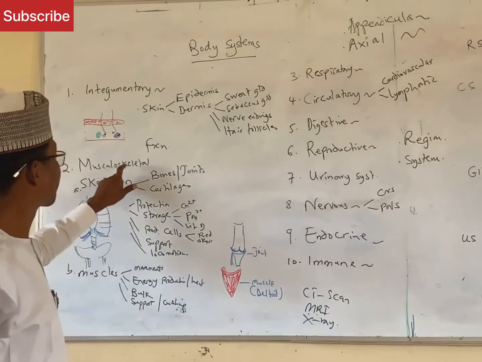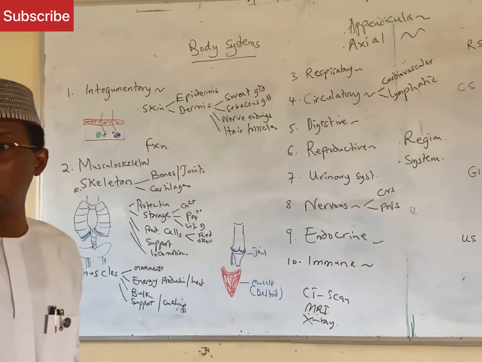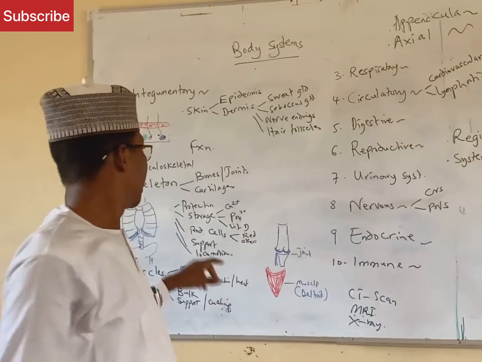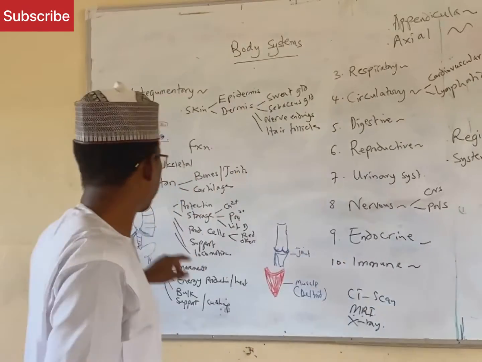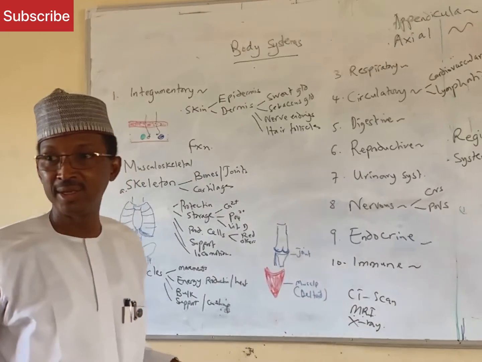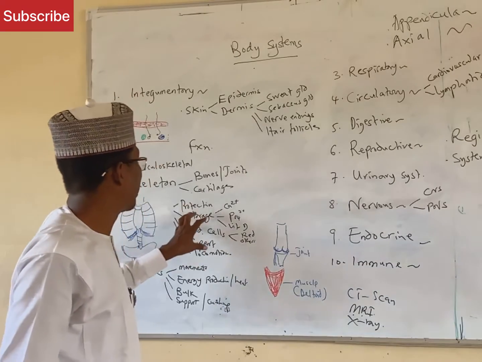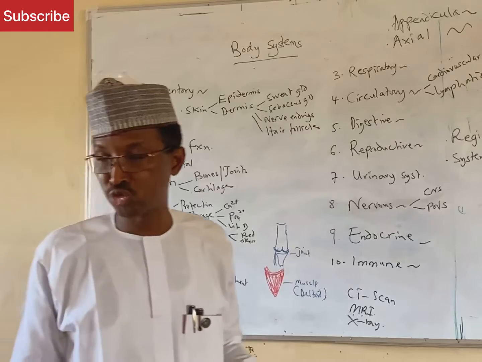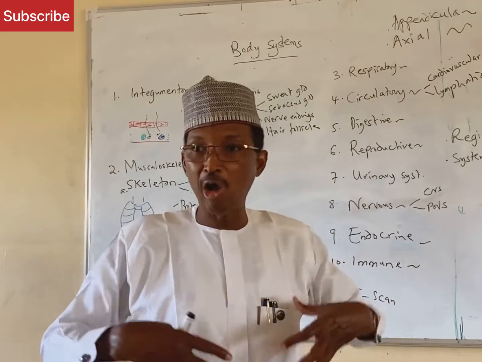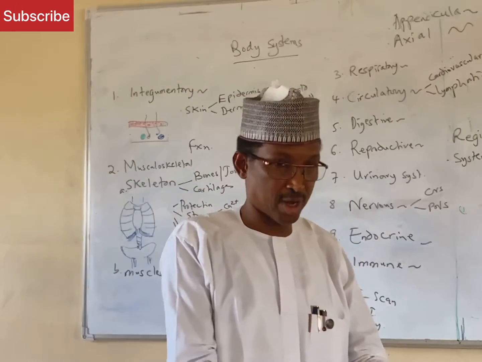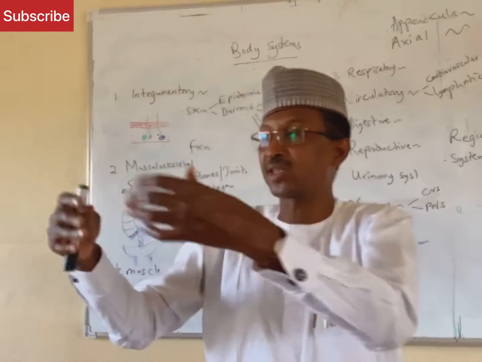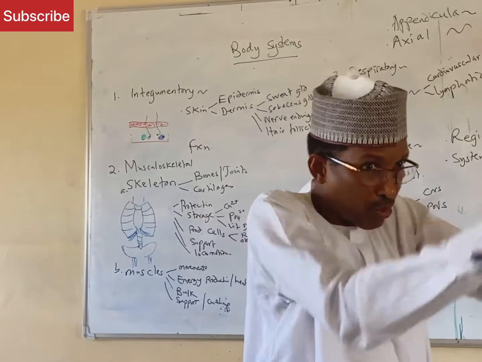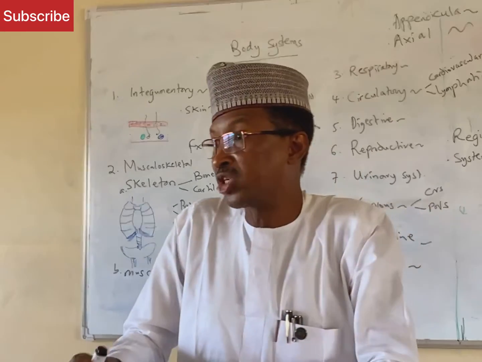So the second system is what we call the musculoskeletal system. The musculoskeletal system is a two-in-one system. We have the skeletal system, and we have the muscle system. The skeletal system includes what we call bones. The bones all over our body are just like a framework. When you want to build a house, you have to erect some rods, and then you make a concrete so that the building is going to be strong.